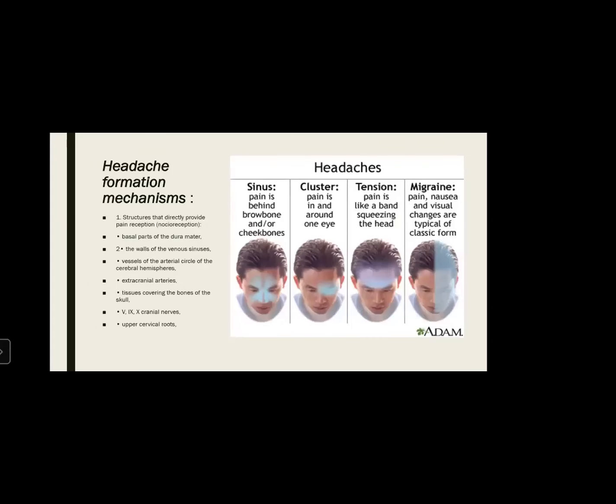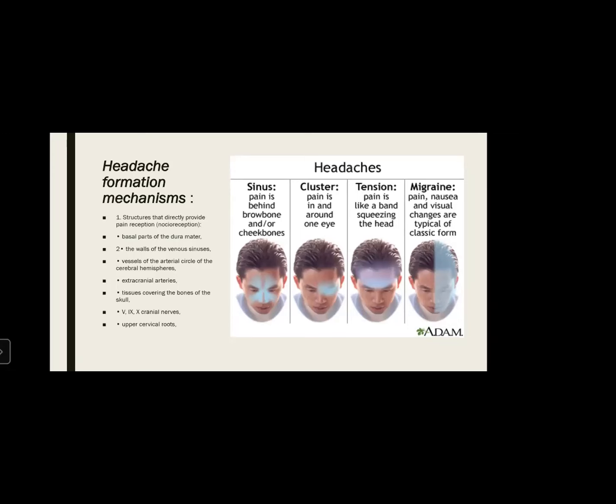So the headache formation mechanisms are as you see in these pictures. Firstly, the structures that directly provide pain reception: basal parts of the dura mater. After that, the walls of the venous sinuses, the vessels of the arterial circle of the cerebral hemispheres, extracranial arteries, tissues covering the bones of the skull. Also the fifth, ninth, and tenth cranial nerves.